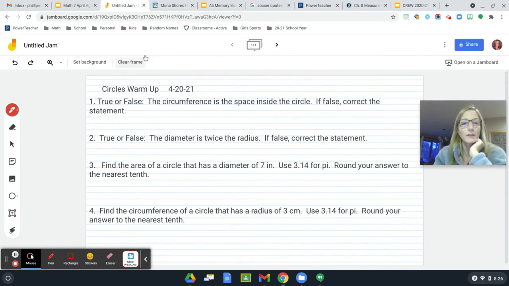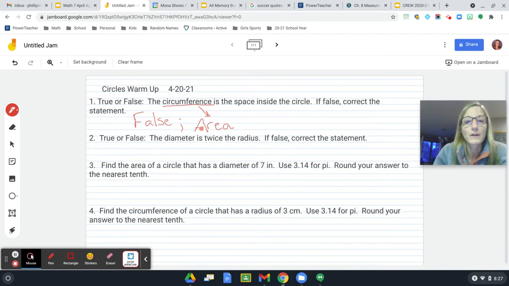Alrighty, so let's start to look at the answers that you have for your warm-up. Number 1, true or false, the circumference is the space inside the circle. And then if it's a false statement, correct the statement, make it what it should be. So right here, the circumference is the space inside the circle. That would be false. And so if we're saying that that's false, that means we're going to correct this part right here because it's not the circumference, it is the area. So the area is the space inside the circle.